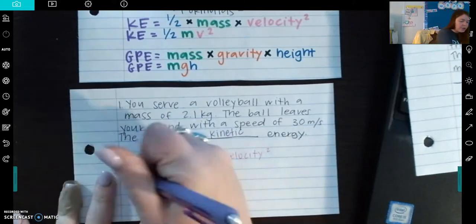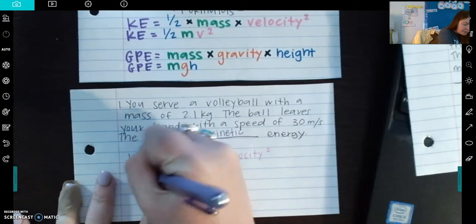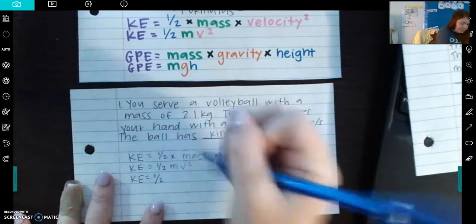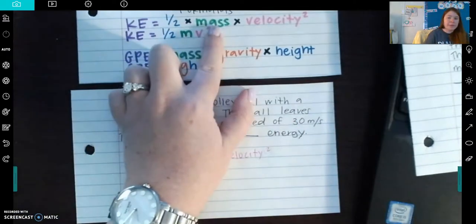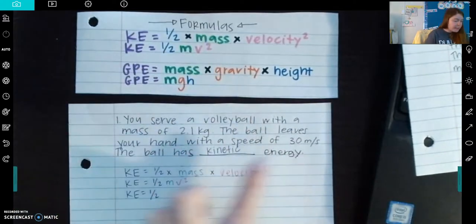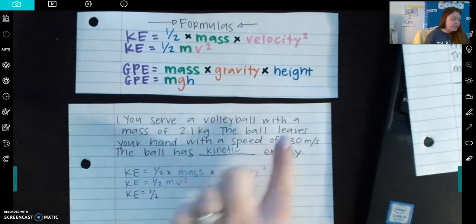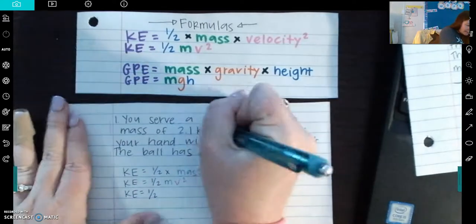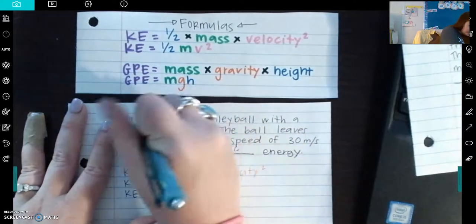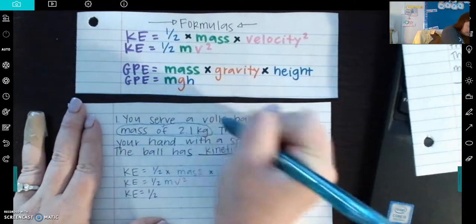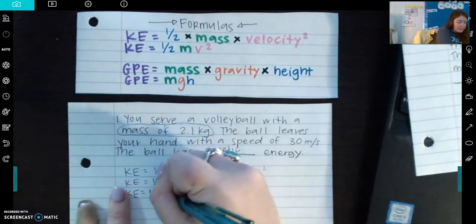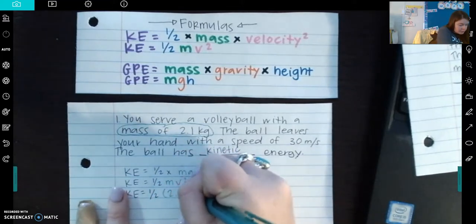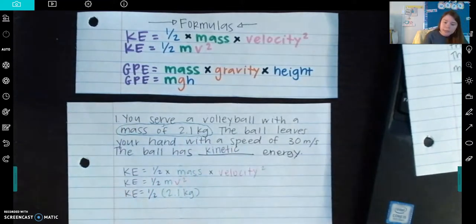So let's go ahead and start plugging in our information. So I know that I need to first put this 1/2 in the front, 1/2, and I need to look for my mass. So I'm going to look back through here, and the first sentence says you serve a volleyball with a mass of 2.1 kilograms. So I know that that must be my mass, 2.1 kilograms. It says that right there in the word problem. It tells me this is the mass. So I'm going to say 2.1, and you want to include the unit of measurement, so 2.1 kilograms.